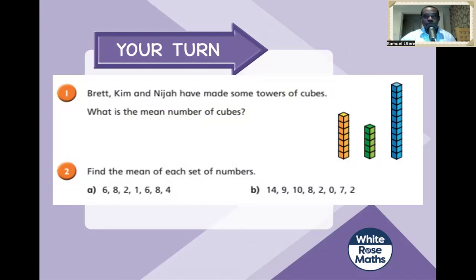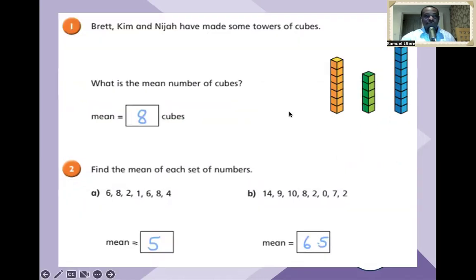All right, assuming you've paused the video and you've answered questions 1 and 2, here are the answers. So here you will simply ask, what is the mean number of cubes? You count the cubes, you add them, and you divide by 3 because we have 3 items on the list. So this could just be individual numbers. You have 8 cubes. Here you are asked to find the mean of the set of numbers.